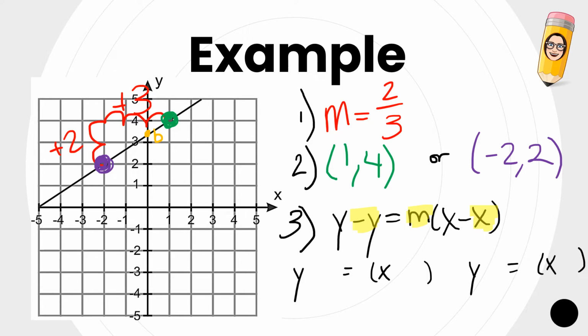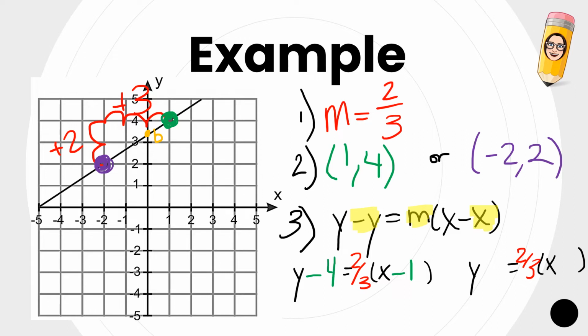So no matter what, our slope is the coefficient of x and it's 2/3, right? It doesn't matter. Everyone should have the same slope. But if you use the green point, it says x is +1, so I write x - 1. It says y is +4, so I write y - 4.